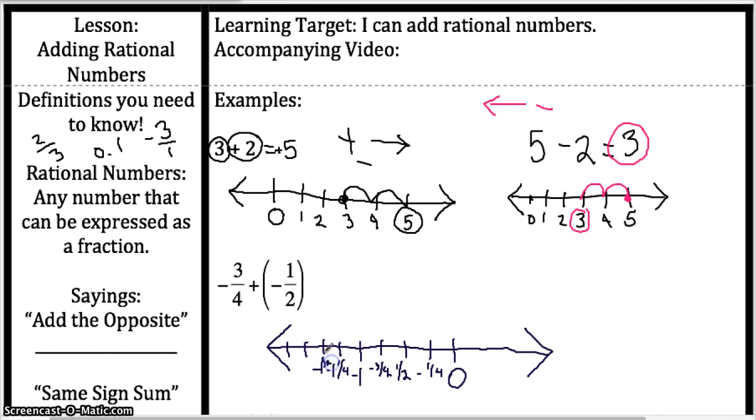This would be -1 and 1/2. It's kind of small. And so on and so forth. You can finish these ones. This would be -1 and 3/4, and this would be -2. I'm just running out of room on my space right here.